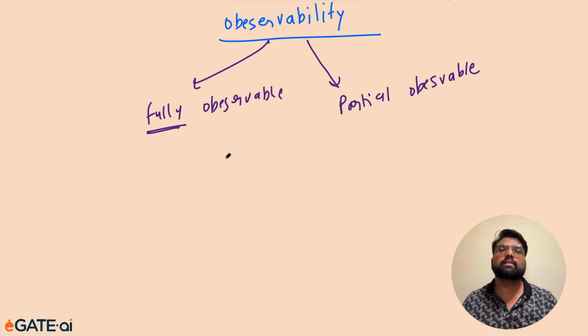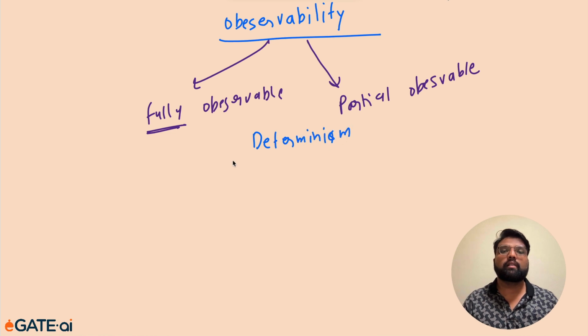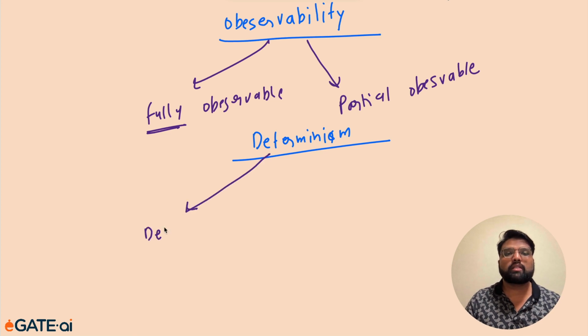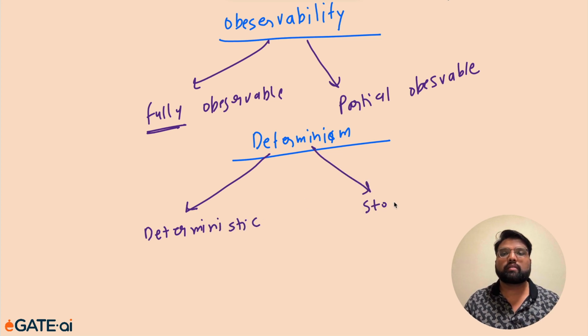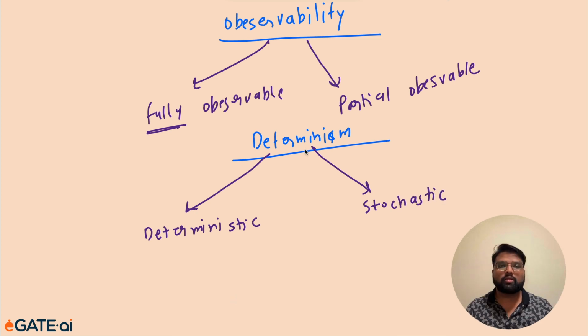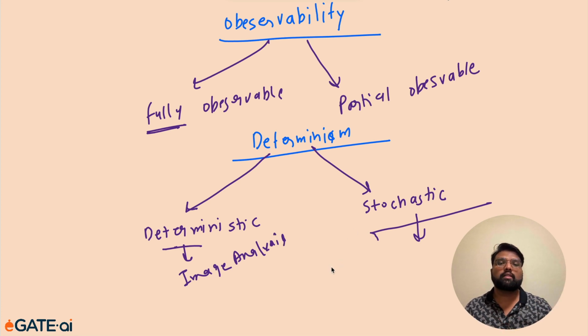Okay, we can categorize the task environment based on determinism. So the environment can be deterministic or it can be stochastic. In a deterministic environment, the next state of the environment can be completely determined given the current state and the action that the agent is going to take. Okay, this is what is called a deterministic environment. And if the next state of the environment is uncertain, then it will be a stochastic environment. The example of deterministic is, say, image analysis, in which if you have done a certain kind of analysis, then that will be the next state of the environment.